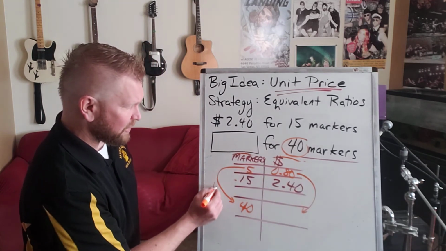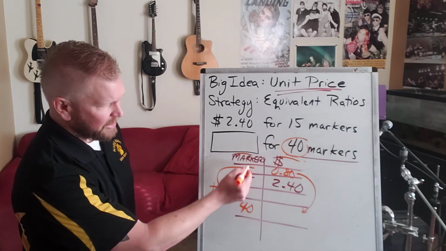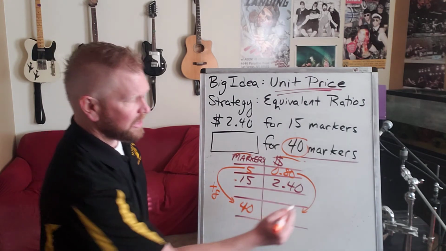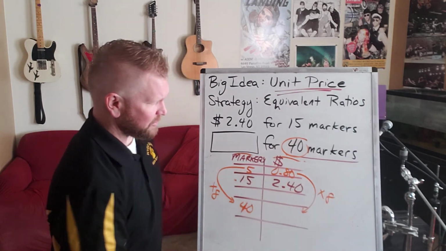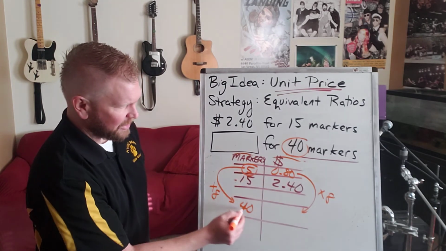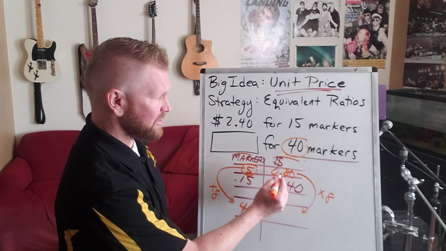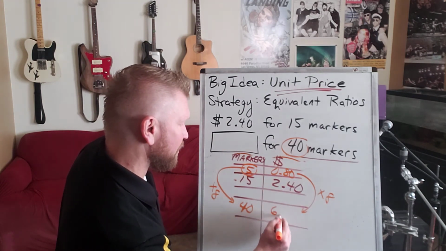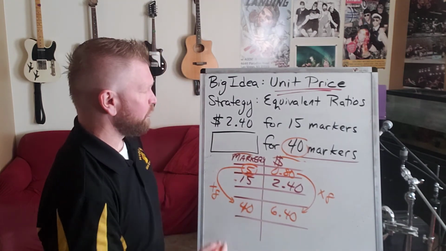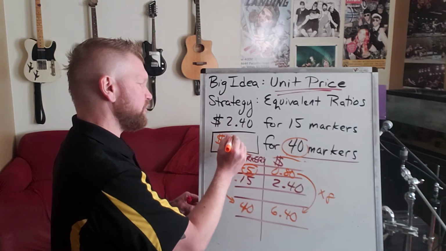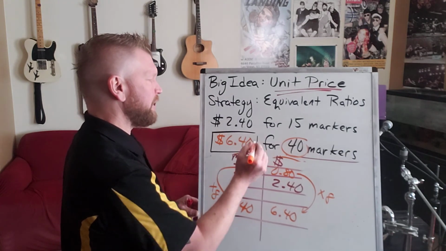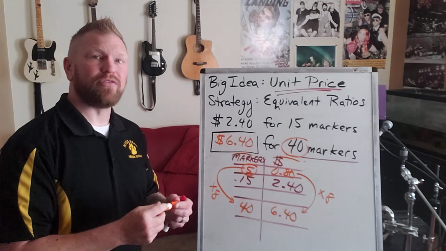I know that 5 times 8 is 40. So if we're getting 8 times as many markers, it will cost 8 times the price. So times this by 8 to get it to 40, times this by 8, that should be the answer. So 80 cents times 8 is $6.40, which is the same answer we got by using the unit price and the equivalent ratios.